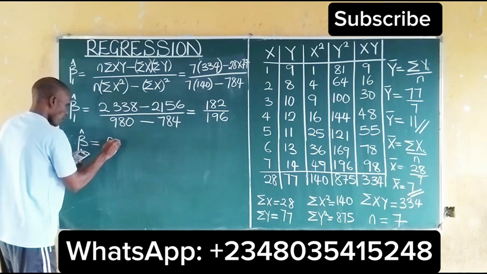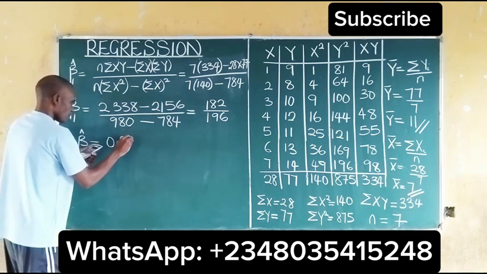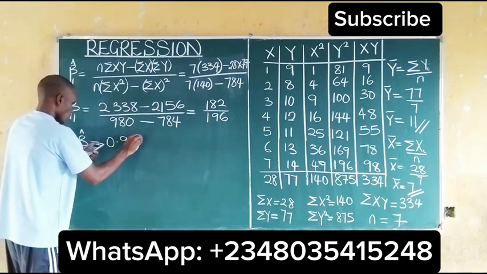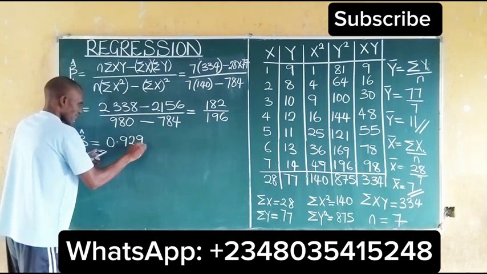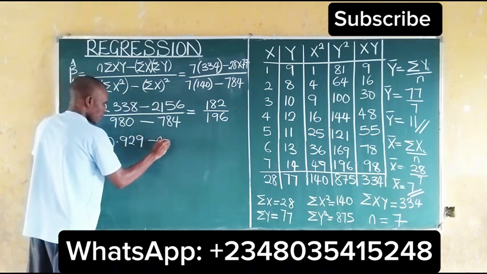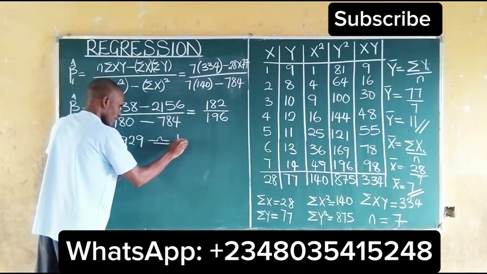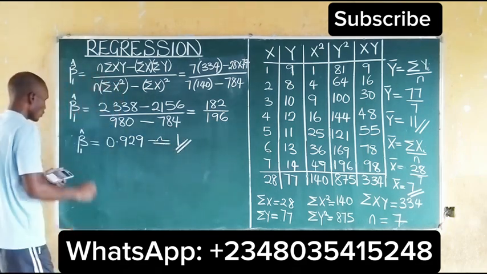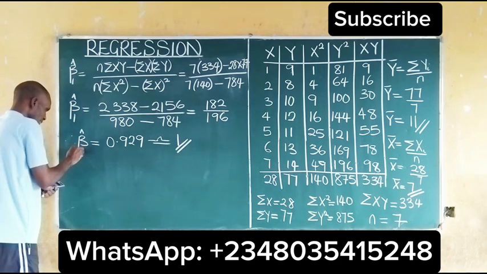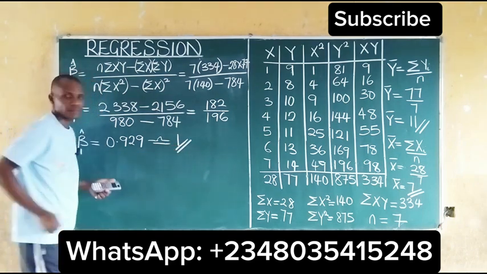Therefore, our B1 estimate is equal to 182 divided by 196, which is 0.929, which is approximately 1. So it then means that our B1 is equal to 1.